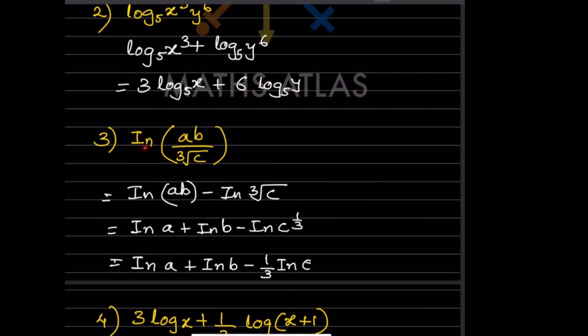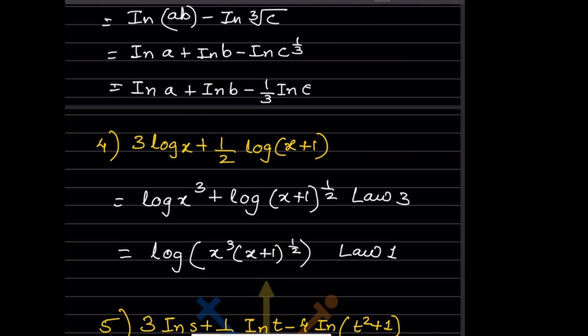Now this is actually the natural logarithm, ln. So we can write here, this is division, means you are going to subtract it. This will be ln of ab minus ln of cube root of c. Now this is actually multiplication, so we can add this minus this one. Now again this remains the same. Further, we can write 1 by 3 ln of c. So this is the third law for this part. So this is the answer.